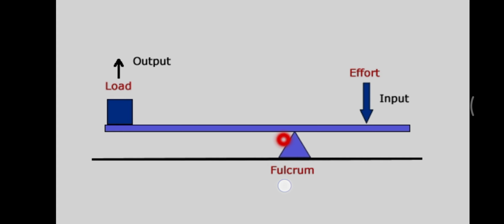So students, this point fulcrum is basically the fixed point of lever, and at one side we put our effort which is known as input, and on the other side of fulcrum there will be a load present which we have to lift. So it has an arm that rests or is attached to a point known as fulcrum.